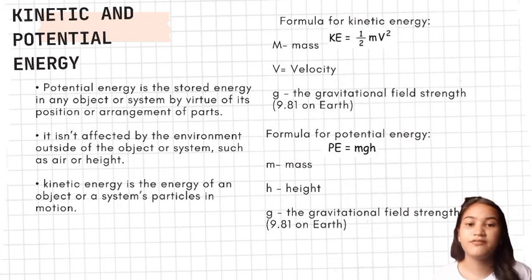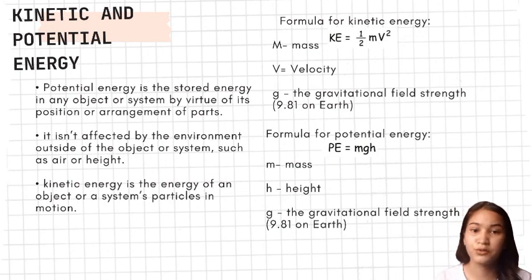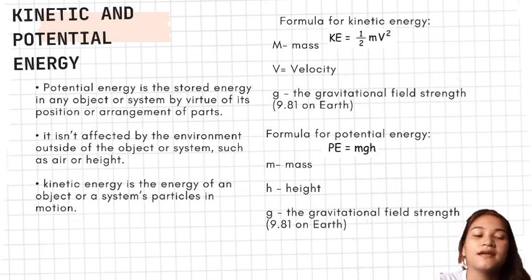We can easily differentiate kinetic and potential energy by defining kinetic energy as the energy of an object in motion and potential energy as the stored energy. Kinetic energy has the formula KE is equal to 1 half times mass times velocity squared, and potential energy has the formula PE is equal to mass times the gravitational field strength times the height.